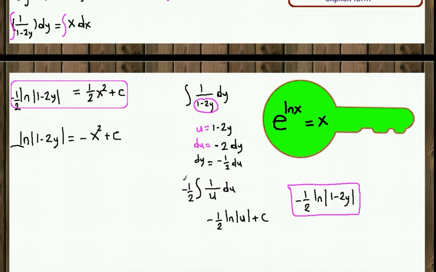Now we need to get rid of ln, so we are going to raise both sides to the power of e. Here our key is e to the ln x equals x. So e to the ln of (1 minus 2y) will be equal to 1 minus 2y, equals e to the negative x squared plus c.